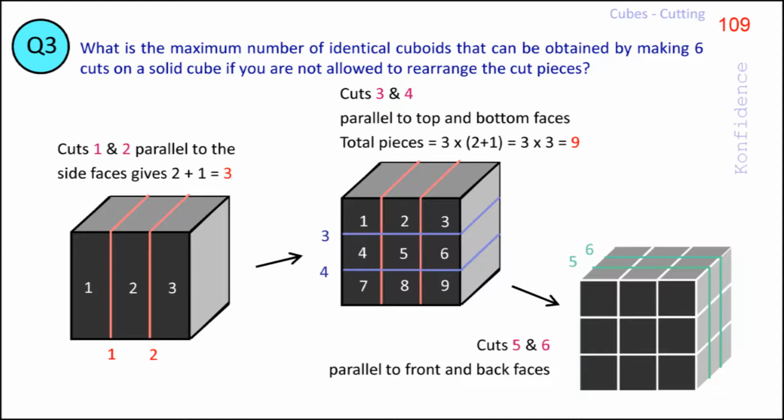Now we make the next 2 cuts, cuts 5 and 6, parallel to the front and back faces. Observe that these 2 cuts are perpendicular to the cuts 1, 2, 3 and 4 made earlier. So these 2 cuts will cut through each of the 9 cuboids obtained as a result of the previous cuts. Moreover, they will cut each of these cuboids into 3 pieces. So we have a total of 3 into 9, 27 cubes.